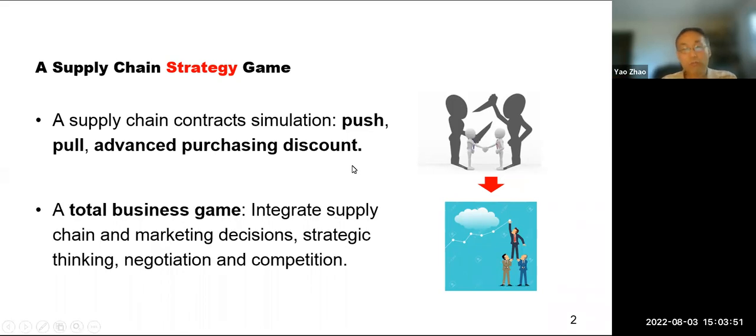And this game is also a total business game. That is, the students play from the C-suite team's perspective, the executives of the entire company. So they oversee not only supply chain operations, but also marketing decisions, capacity decisions, product strategies, and so on. So they can build strategic thinking, not just from the silo of supply chain, but from the entire company's perspective. They will practice negotiation, which is extremely important in supply chain management. And also they learn about supply chain competitive strategies.